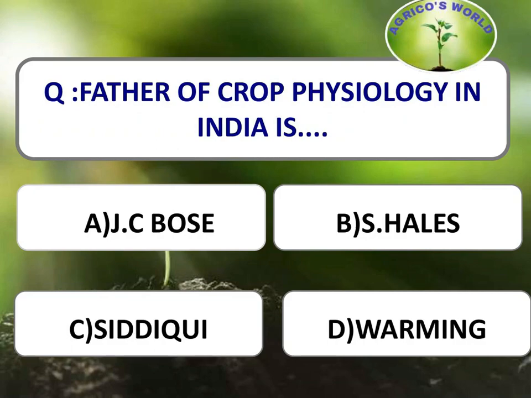Who is the father of crop physiology in India? Here we should be clear that if it is father of crop physiology, then it is Stephen Hales. But if it is mentioned that the father of crop physiology in India, the answer will be J.C. Bose. That is Jagadish Chandra Bose.